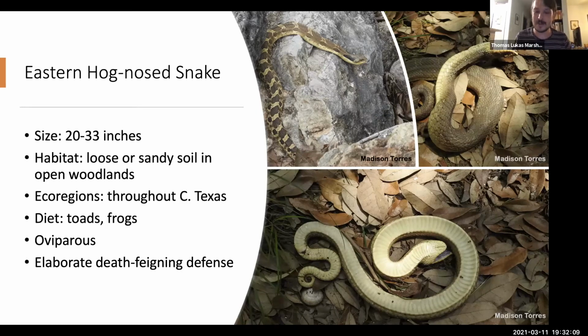They're funny snakes too, because if you turn them back over on their stomach, they'll insist that they're dead and roll back over on their back. So these snakes are pretty common all throughout Central Texas in the right habitat, which is loose and sandy soils in open woodlands, anywhere where there's plenty of toads to eat.